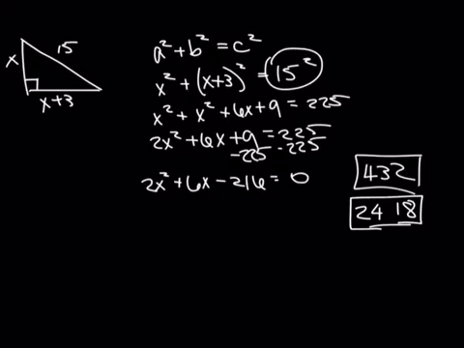So I need a negative 216, so one of them has to be a negative, one has to be a positive. So this one will be a positive, and this one will be a negative, so that 24 minus 18 is a positive 6. So 2x squared minus 18x plus 24x minus 216 equals 0.